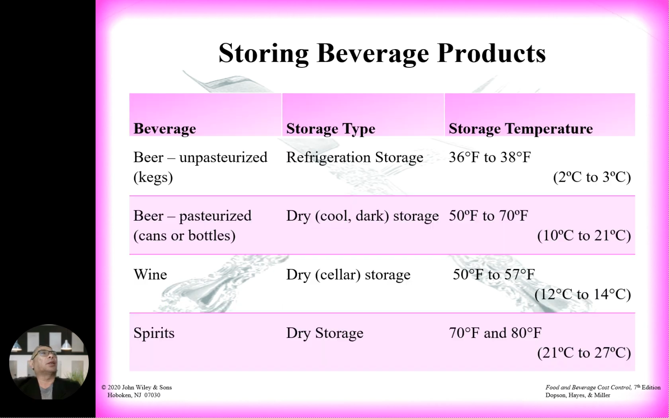Beverages: for beer, storage is usually about 2 to 3 degrees Celsius. For other products, dry cool stock storage is usually between 10 and 21 Celsius. Wine dry storage is between 12 and 14 Celsius. Spirits dry storage is between 21 and 27 Celsius. Those are the standard storage temperatures.